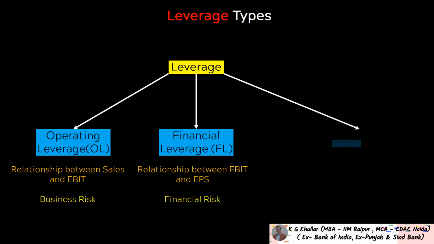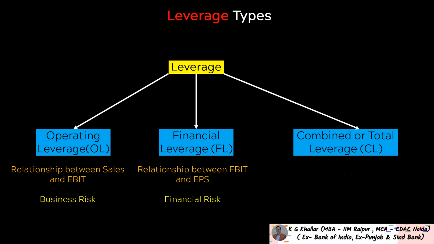And finally, the third type of leverage is combined leverage. This is the relationship between sales and EPS. This captures the overall or total risk, which includes both business risk and financial risk.